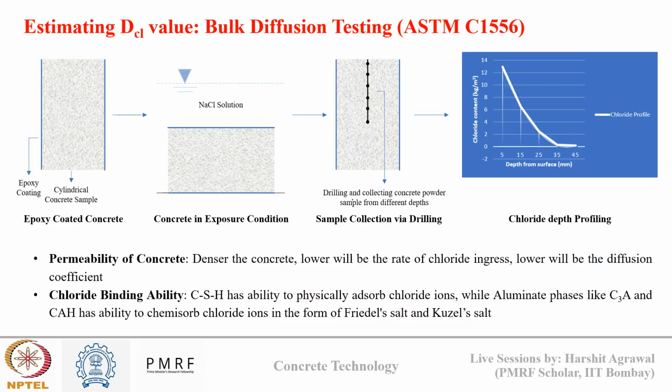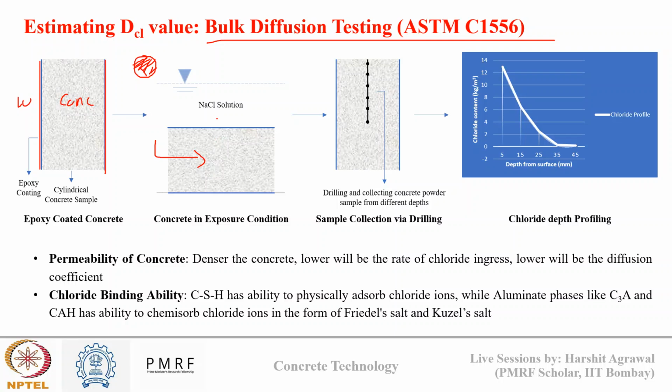So how is this done in the lab? For this we have a test known as bulk diffusion testing, as per ASTM C1556 guidelines. Here we take a concrete cylinder and coat it on the curved side. This is my face which is exposed, not covered by epoxy. Epoxy is a thin layer, a barrier which prevents the interaction of water with concrete. So when we keep this concrete in the chloride solution, through this uncoated surface the chloride will move inside.